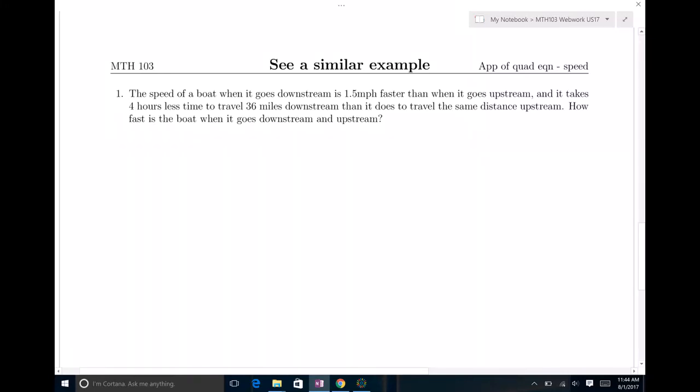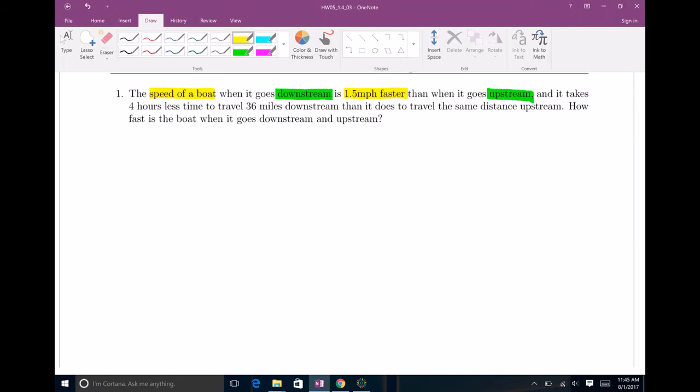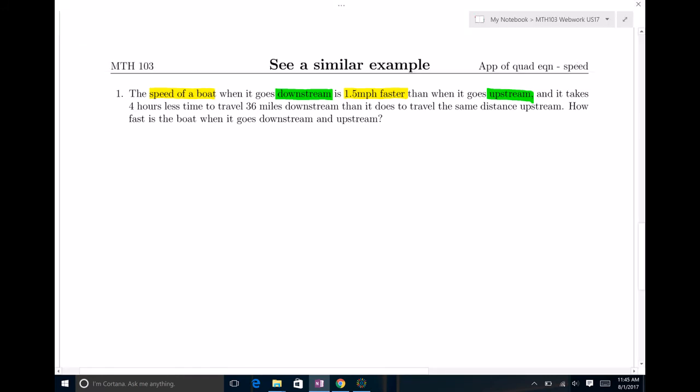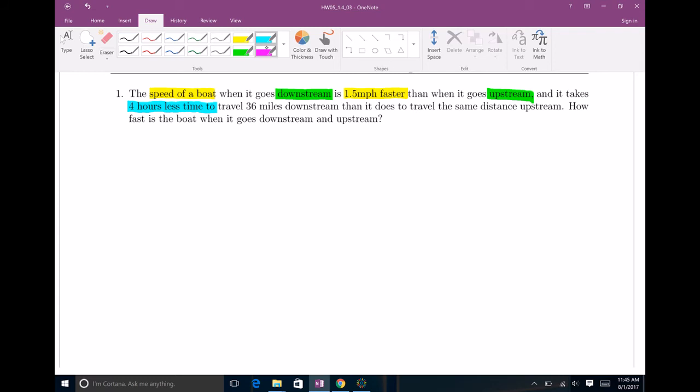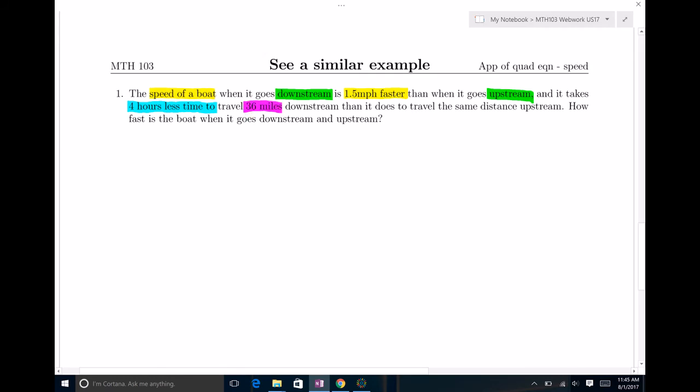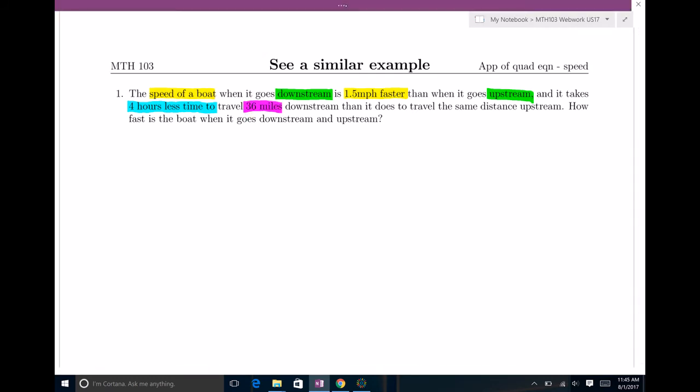We're given two different situations in this problem, a boat that goes downstream and then it goes upstream. I'm going to highlight certain things. All we know about the speed of the boat is that it's 1.5 miles per hour faster downstream than upstream. We also know that it takes 4 hours less time to go downstream than upstream, of course, because it's faster. And we also know the distance traveled, which is 36 miles. These are all important factors when you're dealing with speed problems.